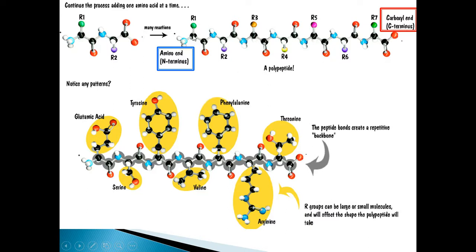The central portion here, you see you have these 2 carbons and a nitrogen, 2 carbons and a nitrogen. That forms what is known as the carbon backbone because it's just a repetitive sequence of carbons and a nitrogen, carbons and a nitrogen.